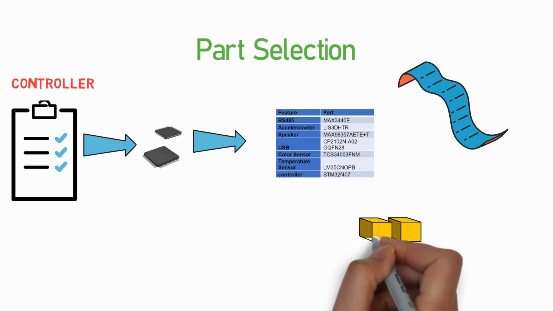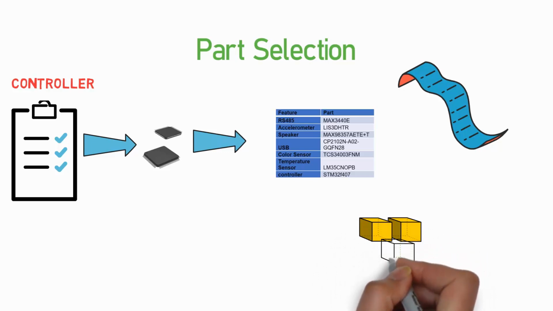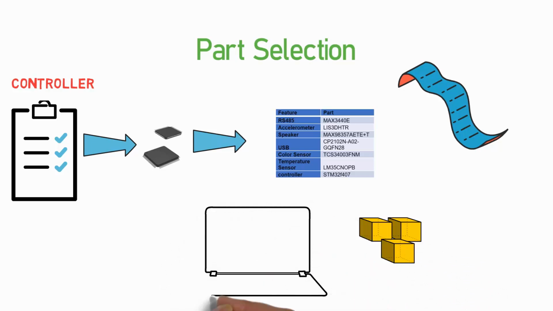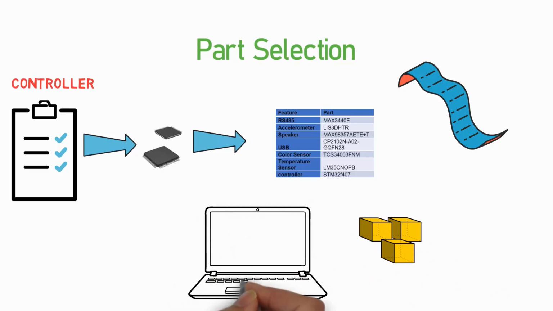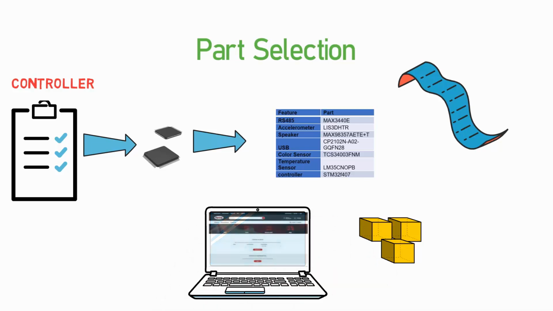In the example of RS-485, you need to find a controller with at least one UART and the RS-485 transceiver chip. Here's a great tip to simplify part selection. You can go to a website like DigiKey and use the component filter to find the best parts for your project.